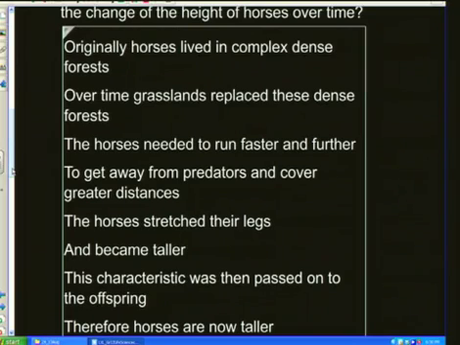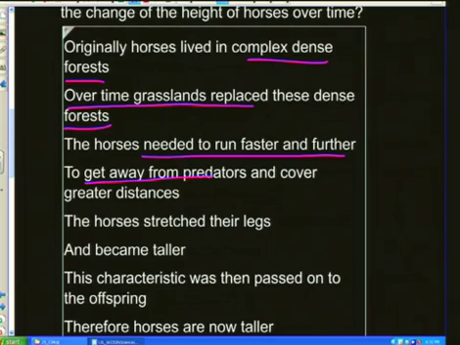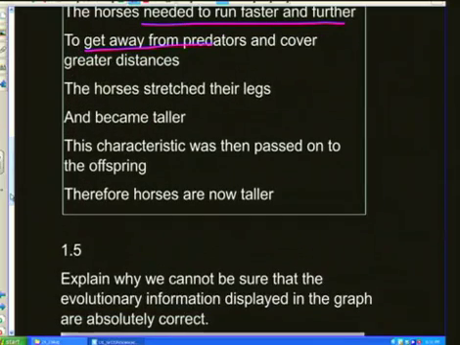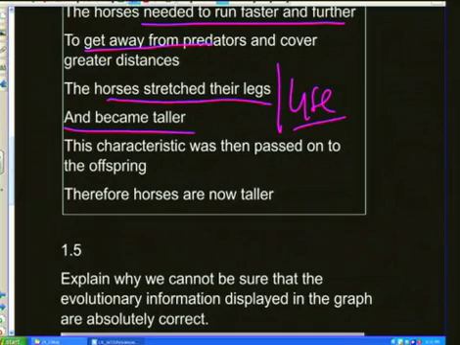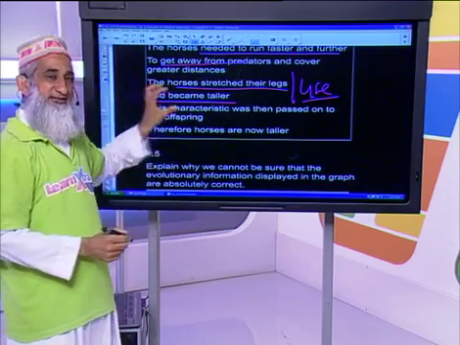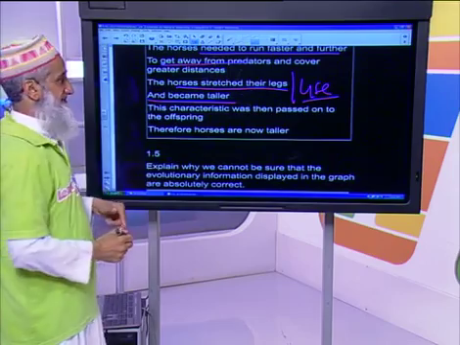What he would have said is originally horses lived in dense forests. When they were in these dense forests, they didn't need to be tall. But over time, grasslands replaced these dense forests. The horses needed to run faster and further to get away from predators and at the same time cover greater distances. So what did the horses do? They stretched their legs and became taller. What law here? The law of use. Always try to see how that law is in the example. Then you will understand this theory.